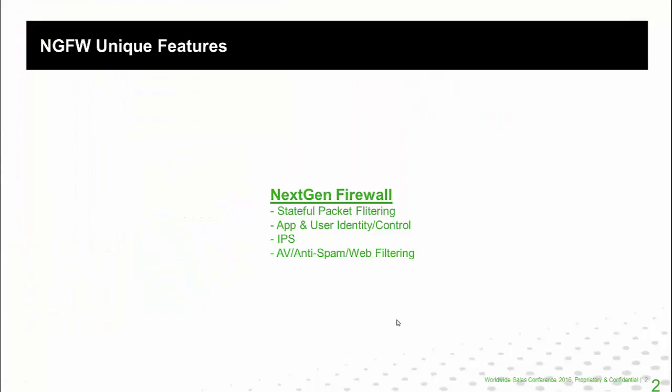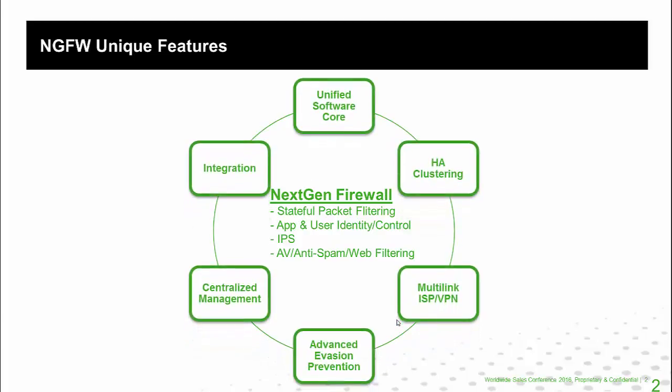So now, when we talk about the unique features of the next generation firewall, we're not referring to the standard features that all the next generation firewalls have. Things like the stateful packet filtering, application and user awareness and control, the IPS feature, and even the AV, anti-spam, or web filtering features. These are pretty much standard features of all next generation firewalls. So, what I'd like to talk about are the unique features that make us stand out from the competition. And they are as follows.